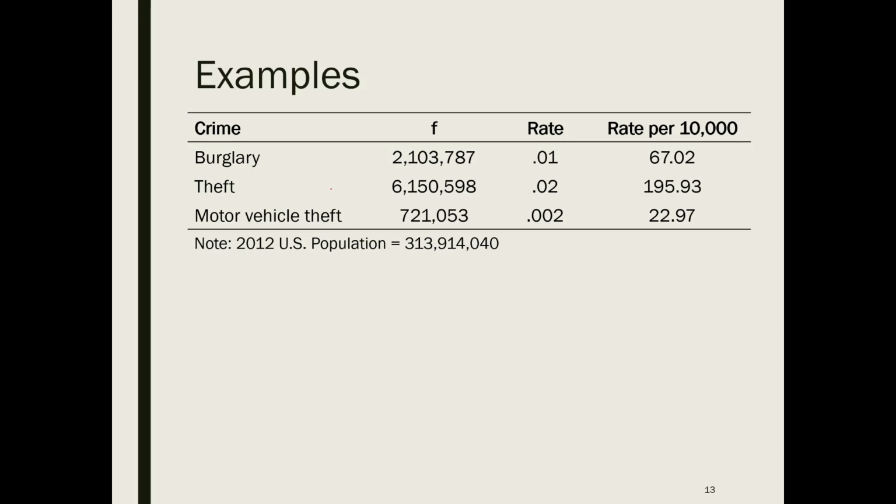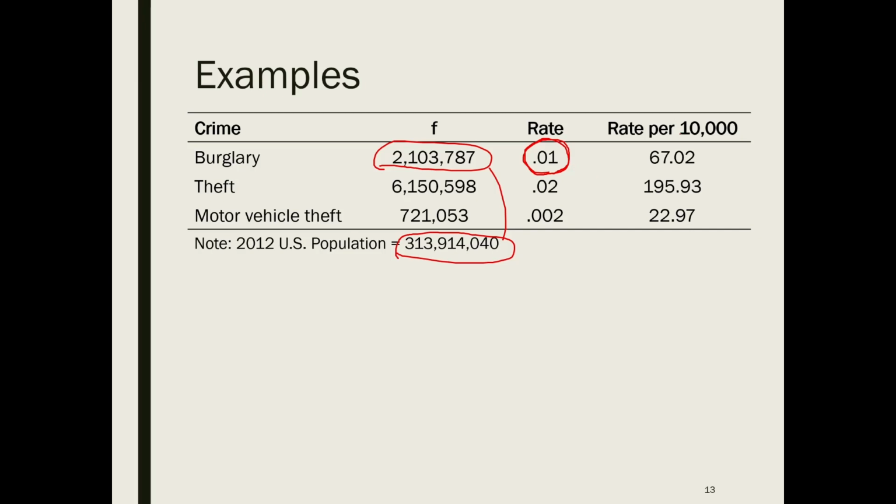But first of all, let's take a look at this. In 2012, this many burglaries happened in the US, and the US population is this one. Calculating the burglary rate is very easy: you use the frequency of burglary divided by the total US population, and you get a rate. It's about 0.01. This is a very small number, and you can hardly interpret it. It's like 0.01 burglary happening to one person. It doesn't really make sense, right?